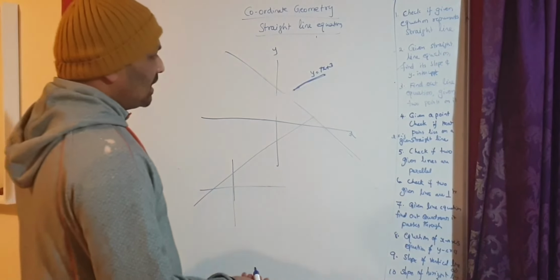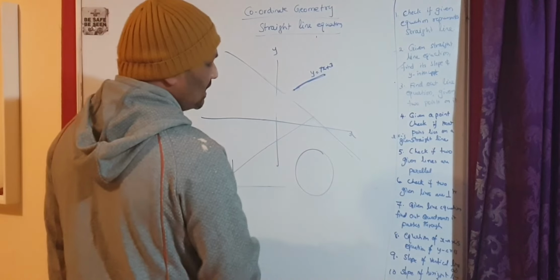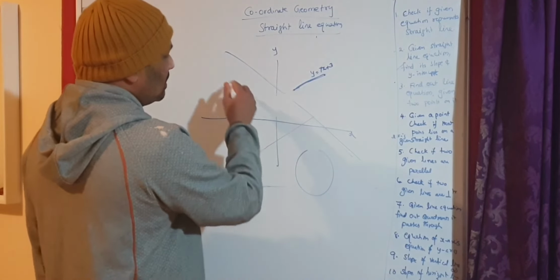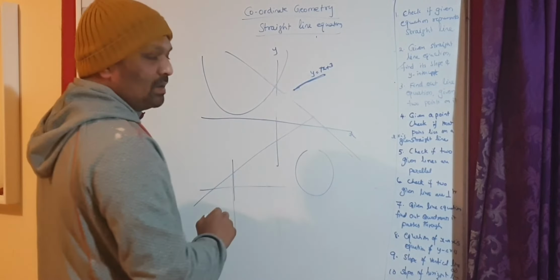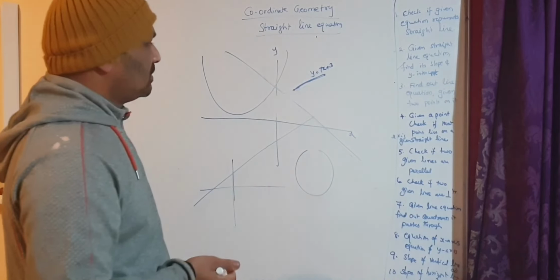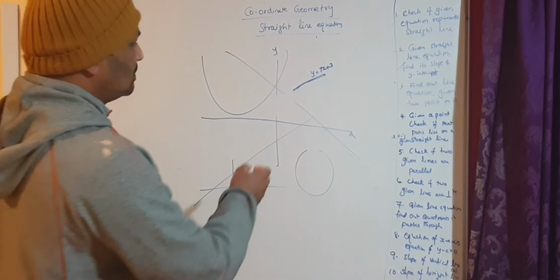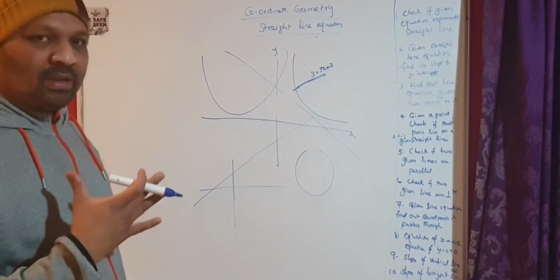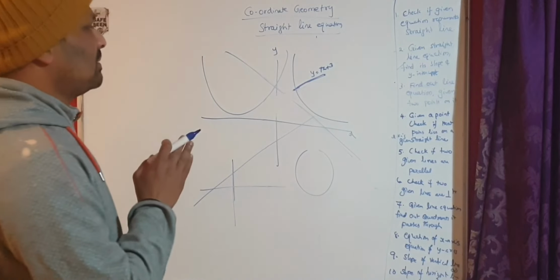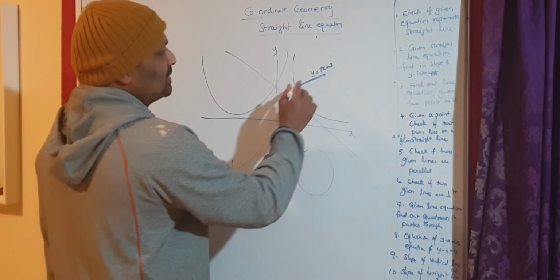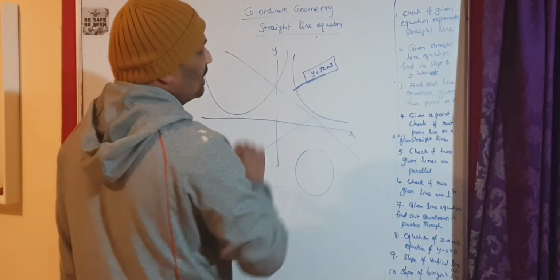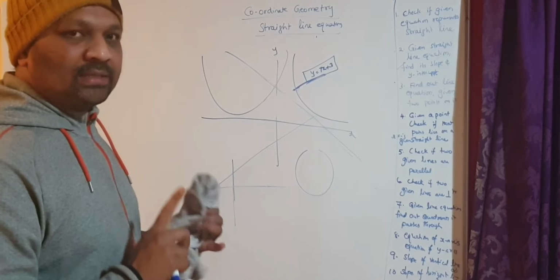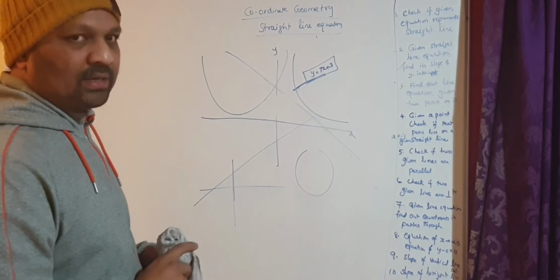Okay, so what are the other shapes? The other shapes are, for example, the circle. We may have a circle, we may have some parabola, some hyperbola, some curved shapes like this. All these things will be represented by some equation, but the straight line equation is something that looks like this format: y is equal to mx plus c. Okay, and the straight line equation is going to have only an x term, a y term, and some constant.